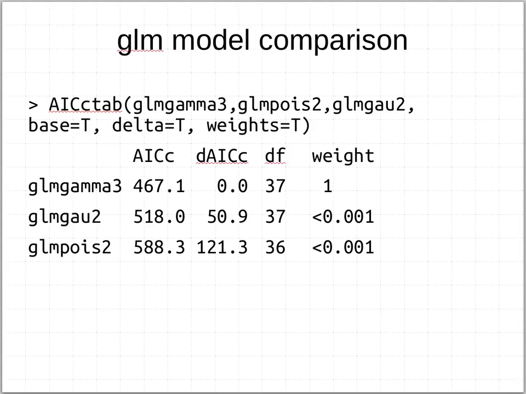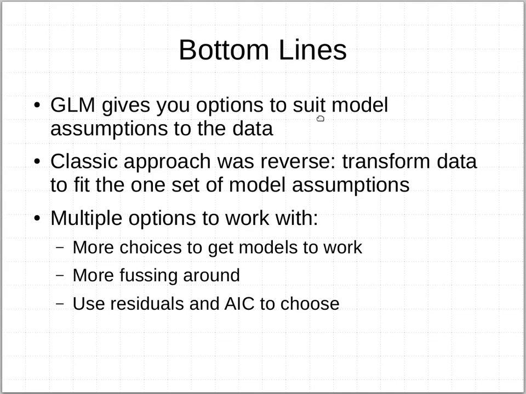So hopefully you see that GLM gives you some options to suit the model assumptions to the data. That was different from the classic approach where we transform data to try to fit this one prescribed set of model assumptions, the normal distribution and the homogeneous variance that we get with the LMs. Okay, there are multiple options to work with. For example, notice I was playing around with different kinds of linkages inside gamma. You have different kinds of linkages inside Poisson, inside inverse Gaussian, etc. That gives you more choices to play with.